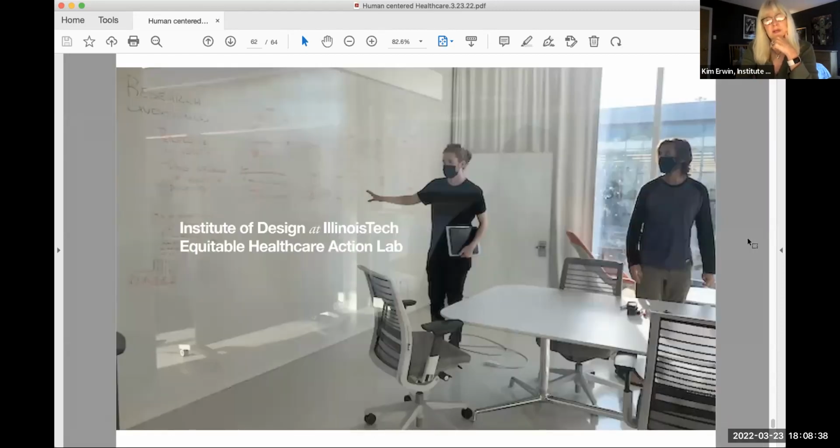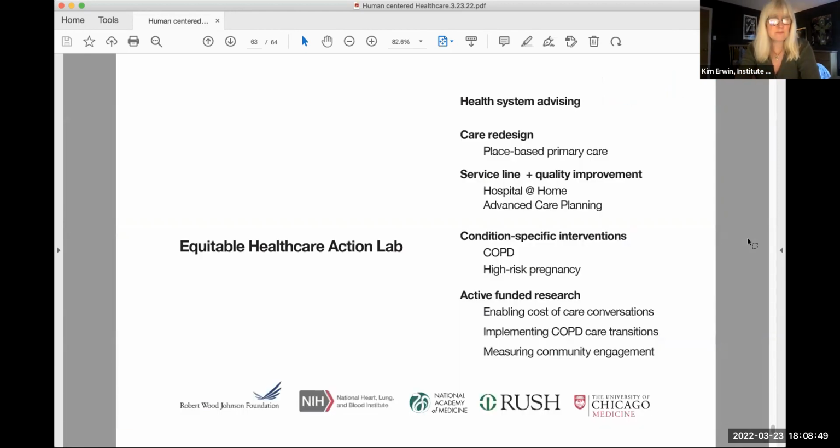This is the kind of work that I am now doing, now that I am back at the Institute of Design. There is a lab that I am running there, an initiative around equitable healthcare. That particular effort, we have federal funding from the Robert Wood Johnson Foundation. I am working with, I'm on an NHLBI, National Institutes of Health grant, and doing work with the National Academy of Medicine around community engagement. We also have partnerships. Rush and University of Chicago Medicine are both partnered with the Equitable Healthcare Action Lab.